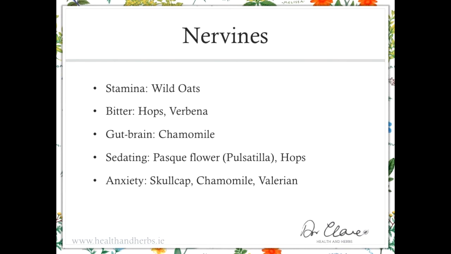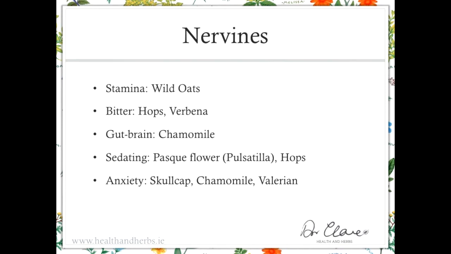For example, for chronic anxiety, where people are exhausted from dealing with stresses over a long period of time, we're looking for stamina support for the nervous system. And this would be choosing a nervine like wild oats.